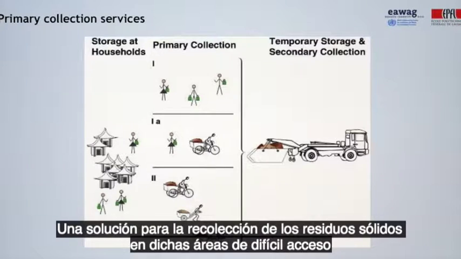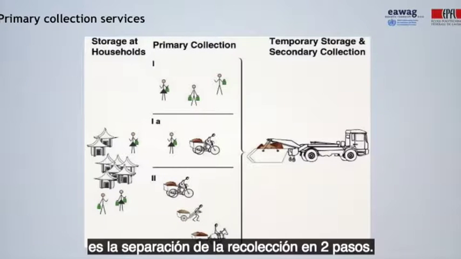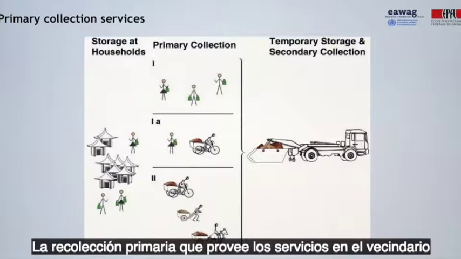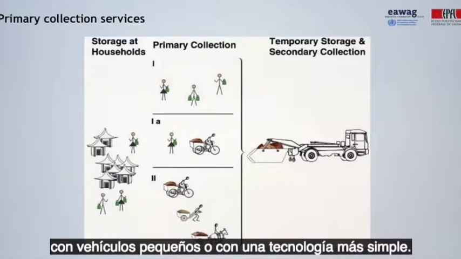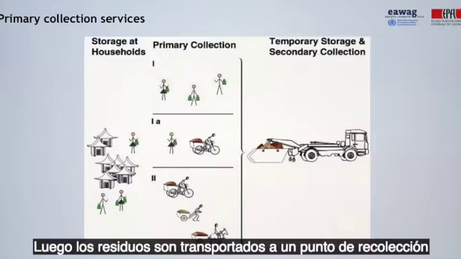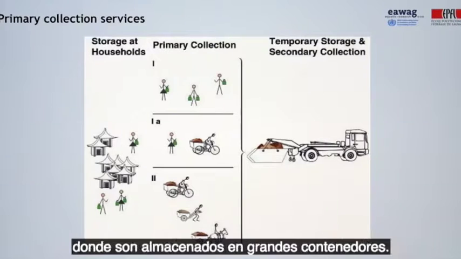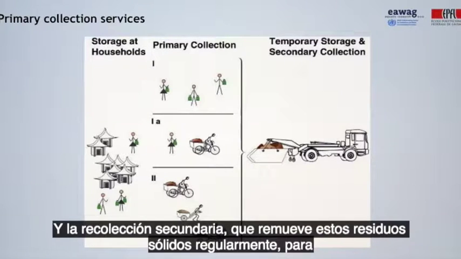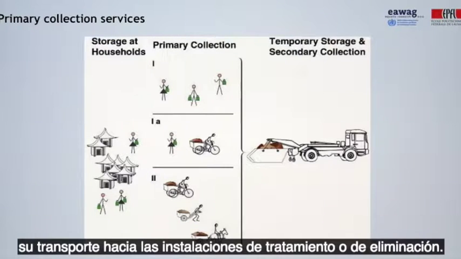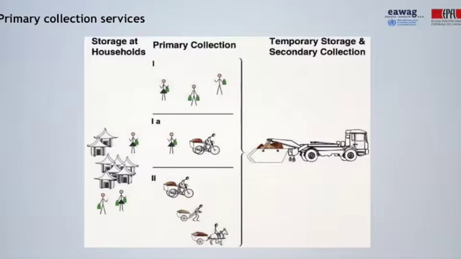Solutions for waste collection in such areas of difficult access is a split of waste collection into two steps. Primary collection, which provides services in the neighborhood with smaller vehicles or more simple technology. Then the transport of this collected waste to a collection point, where it is stored in larger containers, and then secondary collection, which removes this waste regularly for transport to the treatment or disposal facility.